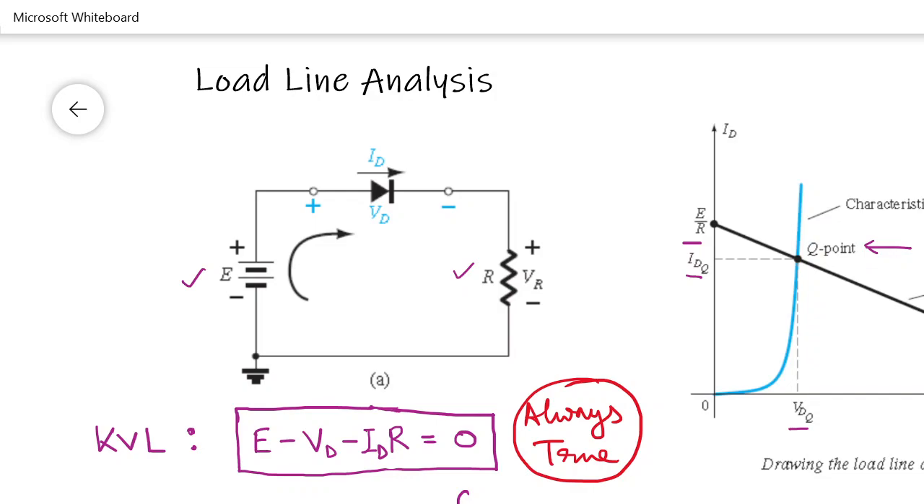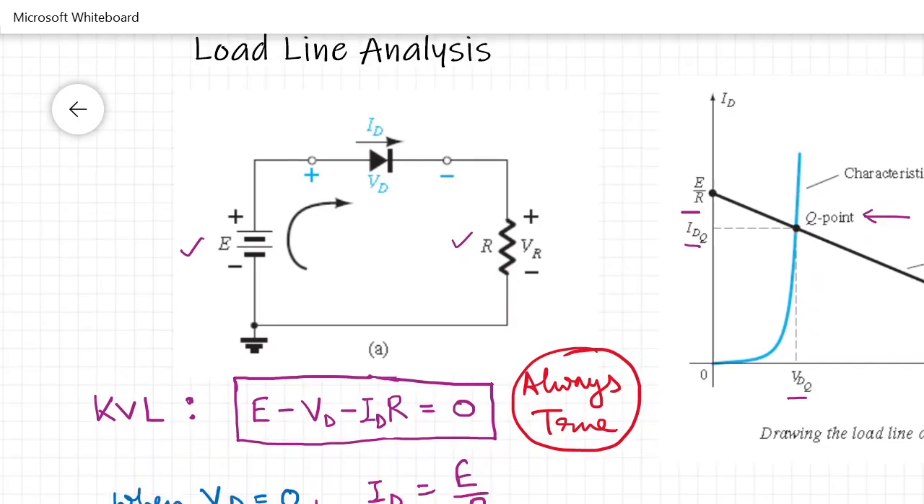The load line analysis can only be done when you are given a characteristic plot, otherwise you will not be able to do it. When you are given a characteristic plot, then you would be able to impose the straight line for the network, this line with the slope 1 by R. This line you will be able to draw on this plot, and you will be able to figure out the Q point. So, this is one sort of analysis called the load line analysis.